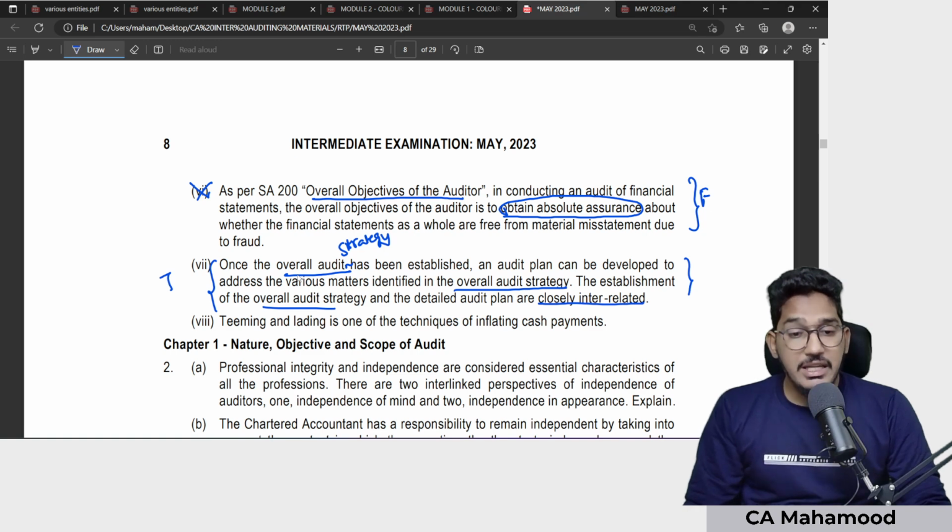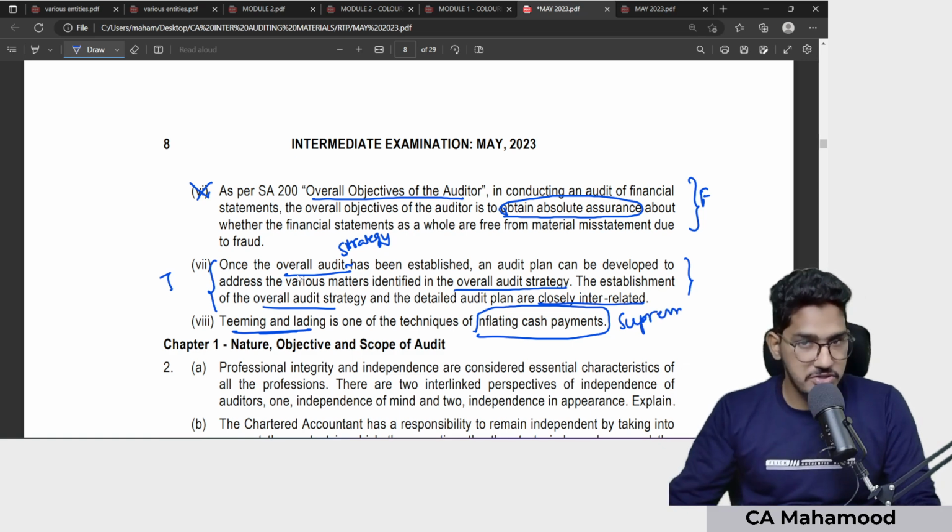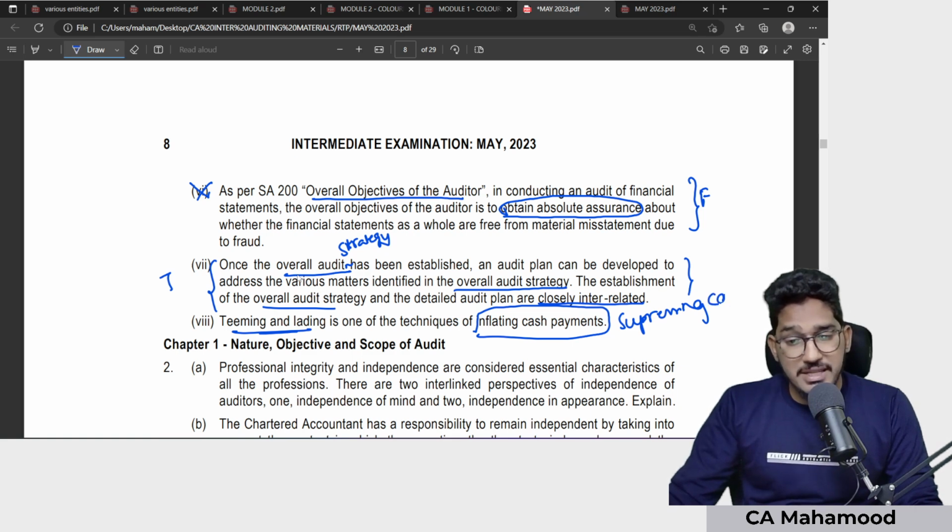Next one. Teaming and lading is one of the techniques of inflating cash payments. Do you agree with that? No. Why? Because teaming and lading is one of the techniques for suppressing the cash receipts, not for inflating the cash payments. Teaming and lading is one of the techniques for what? Suppressing cash receipts, not for inflating cash payments.